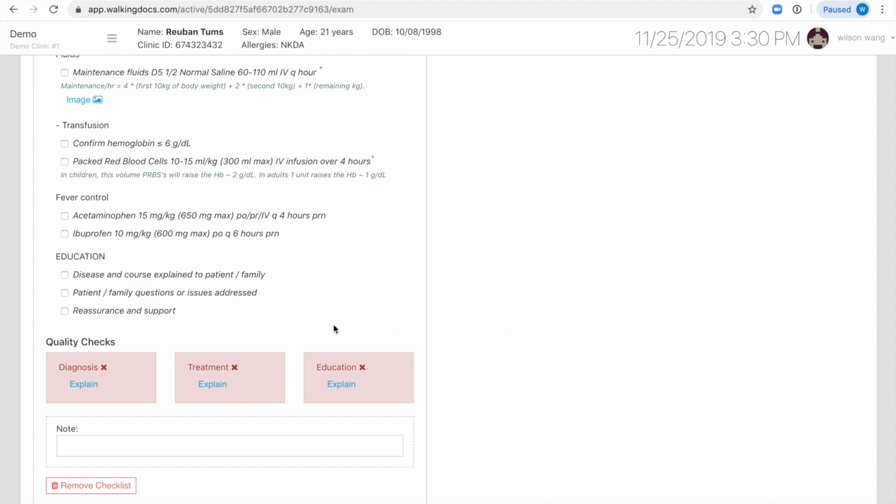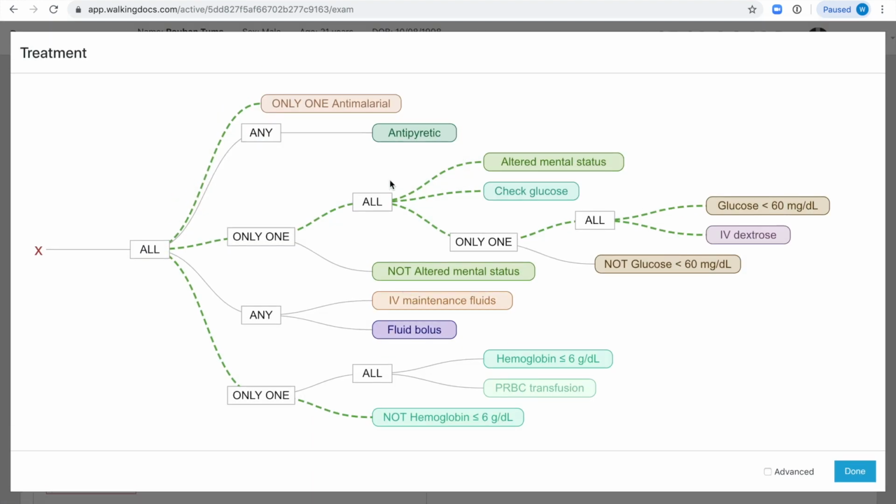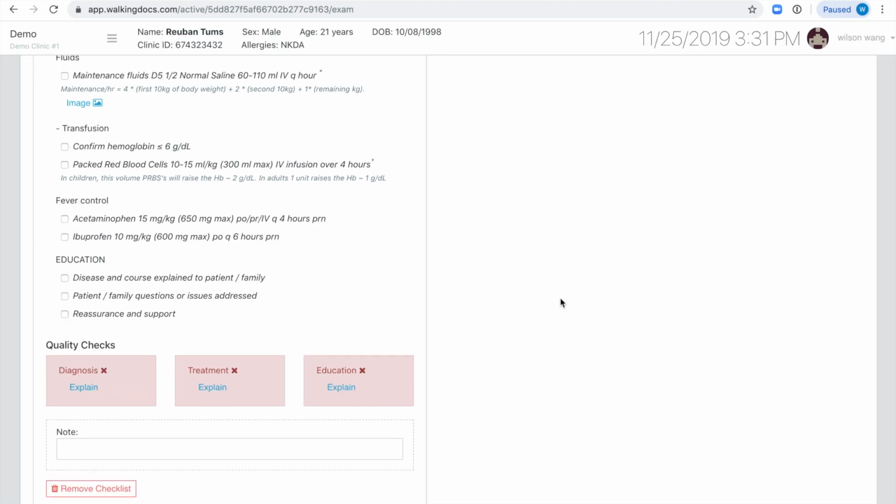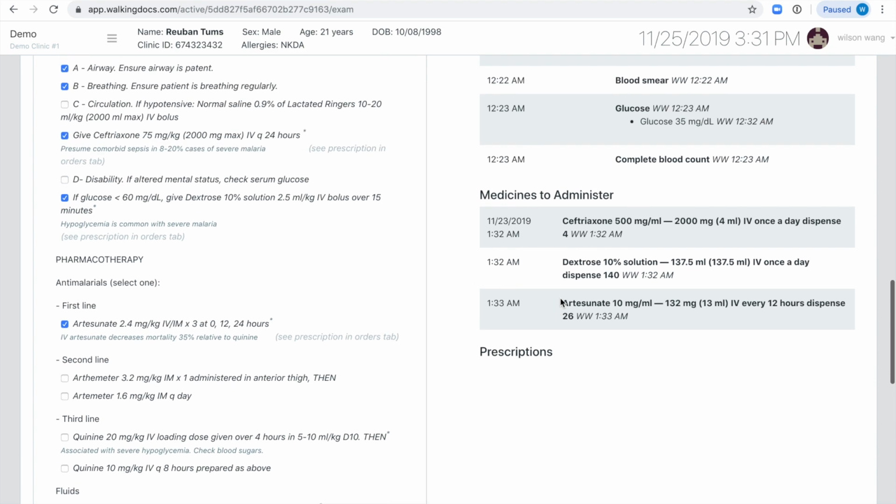Let's look at the quality treatment square. The system is saying that the treatment criteria for severe malaria has not been met. By clicking on the square, we see where is the deficiency. The patient has not received antipyretic. The patient also has not received any type of fluids, despite being hypotensive. So the clinician would go back and administer fluids.